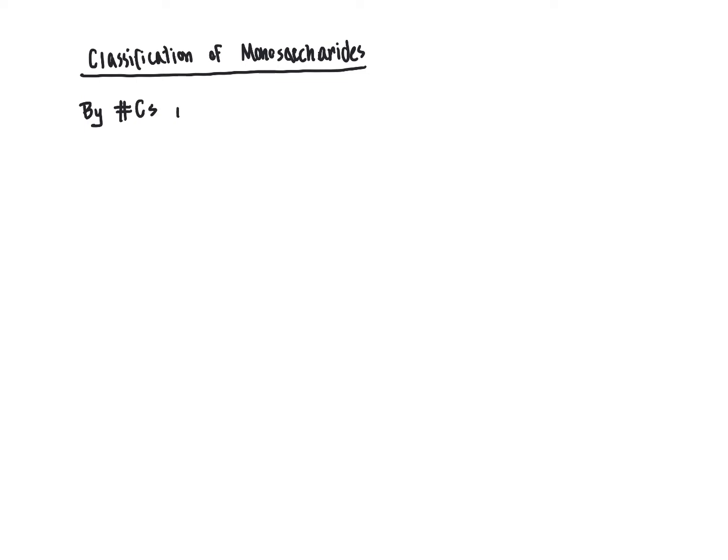So as we take a look at classification of monosaccharides, we're going to break it into two types of classification of these important biomolecules. The first way that we are going to classify monosaccharides is by the number of carbon atoms in the chain, that is, the number of carbons in the carbon chain that makes up the monosaccharide.